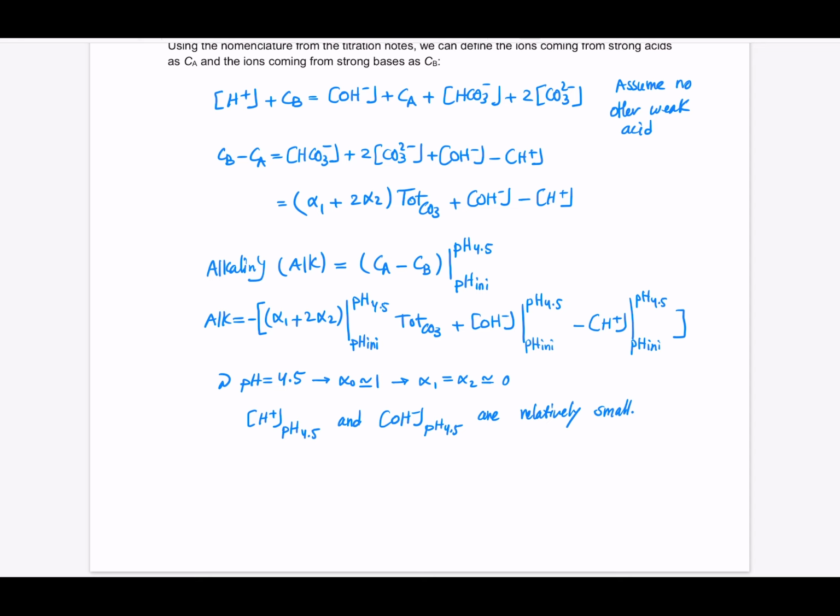So then the alkalinity would be alpha 1 plus 2 alpha 2 at the pH of initial, times the total CO3, plus hydroxide at the pH of initial, minus H plus at the pH of initial.